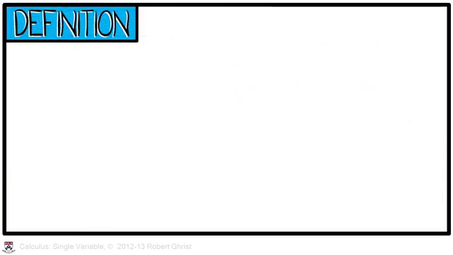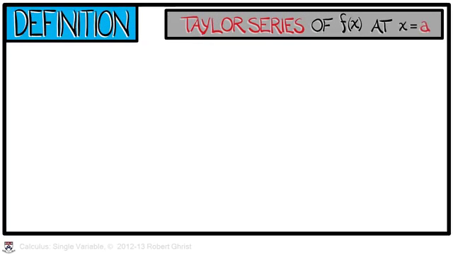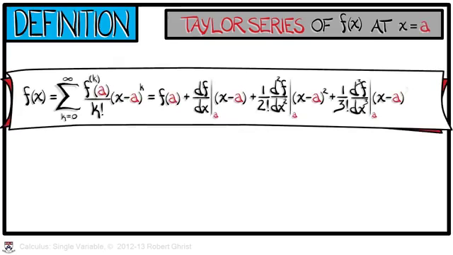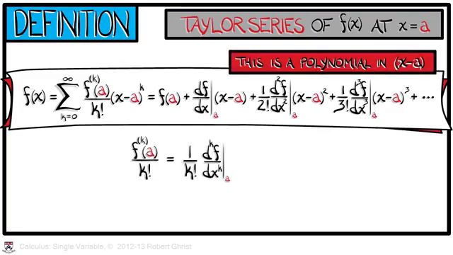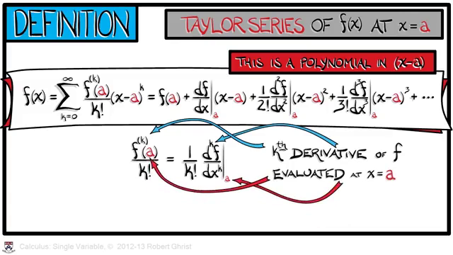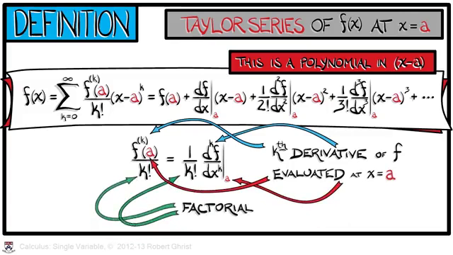This is an important definition. The Taylor series of f at x equals a is the sum, k goes from 0 to infinity, of the kth derivative of f evaluated at a, divided by k factorial, times the quantity x minus a to the k. This is not a polynomial in x, but rather a polynomial in the quantity x minus a, where the coefficient in front of each monomial term is the kth derivative of f evaluated at a, and then divided by k factorial.